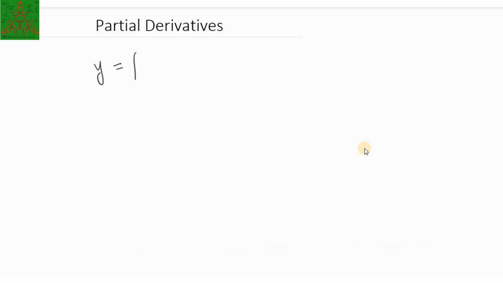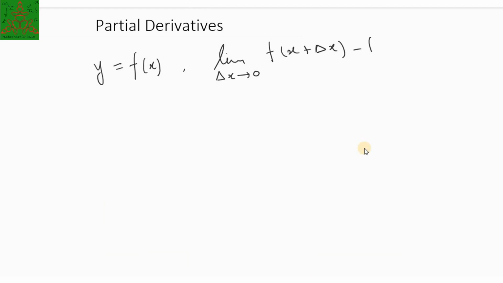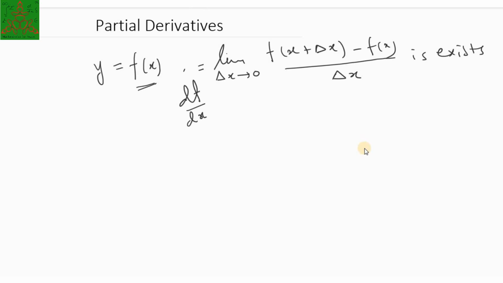You are given a function y equal to f of x, and if you want to say that this function's derivative exists, then you use this definition: limit as delta x tends to 0 of f of x plus delta x minus f of x, upon delta x, exists. Then you can say that the function is differentiable at point x, and this quantity is nothing but df by dx, the instantaneous rate of change of f with respect to x.